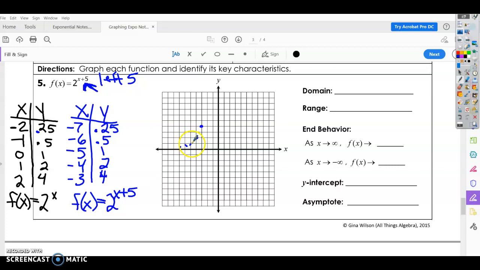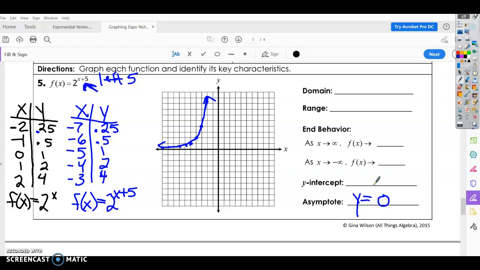All right, once you have your points on, you are going to sketch your exponential function graph again. And you can see, like in the last video, it's going to have the same basic shape. It's just going to be shifted to the left 5. All right, so we can look at this and we can see that the asymptote here is still the same. So it's still going to be at y equals 0.